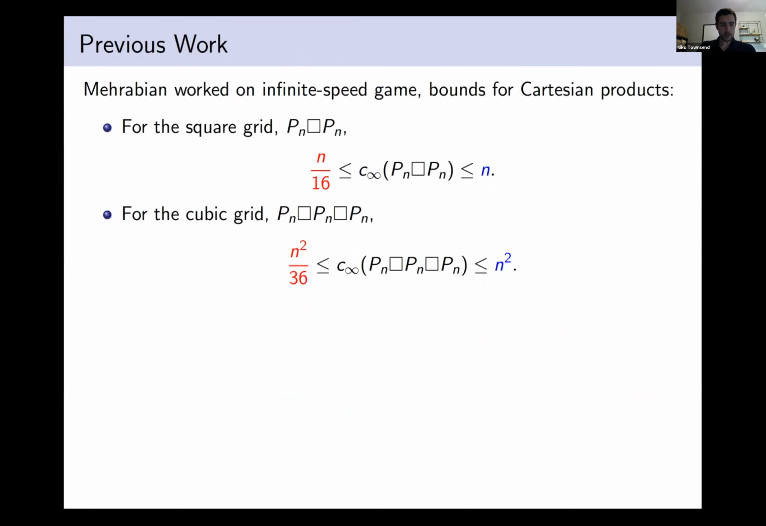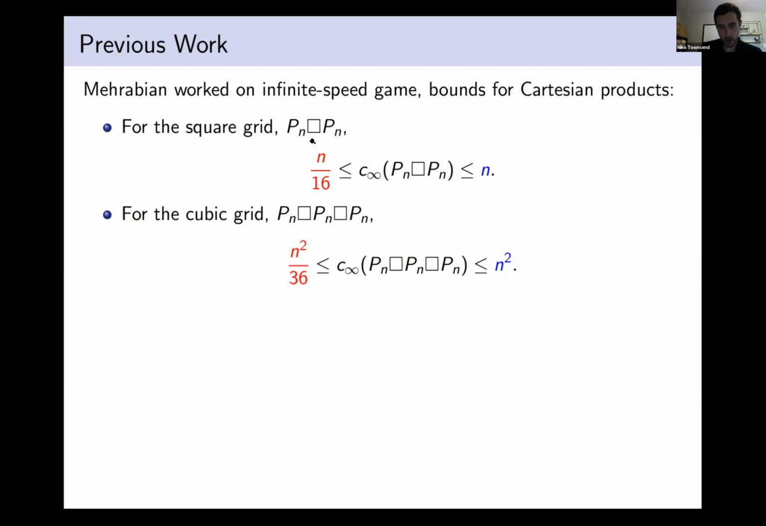Now, our project was inspired by the work of Abbas Mehrabian, who worked extensively with the infinite speed game, and many problems, but one of the things that he did was provide bounds for the infinite speed cop number for Cartesian products. These are just specific results that he has. He has much more general results than this, but we wanted to improve some of these lower bounds. And that's what we did.